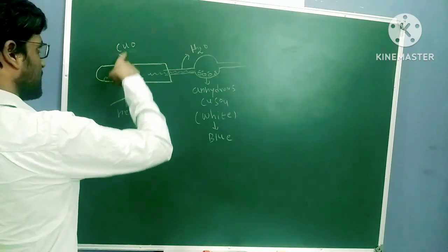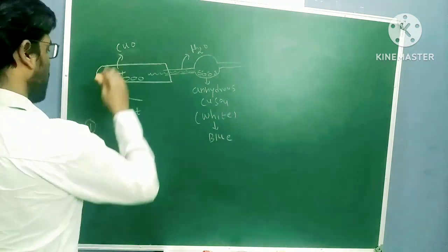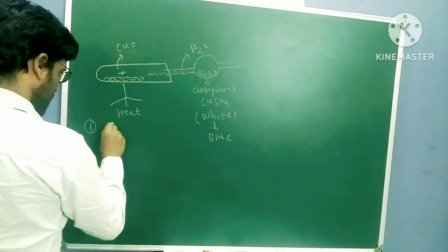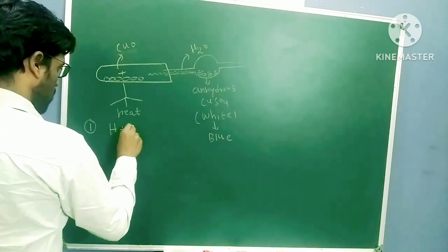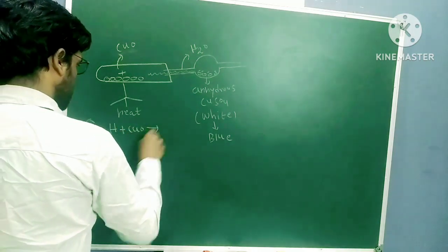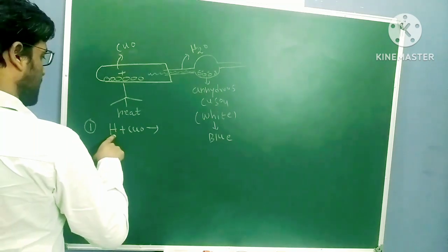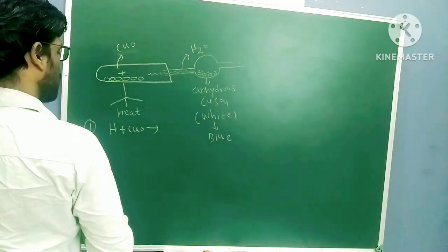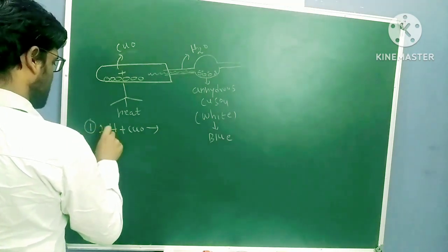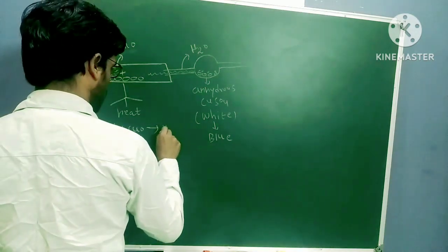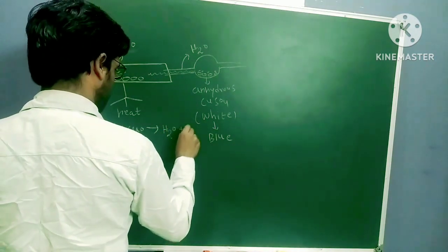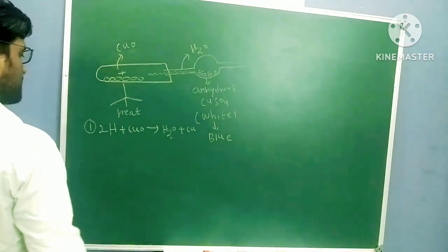So this hydrogen is reacting with this copper oxide. This is the first step. Okay, so hydrogen, copper oxide, balance the reaction. Here from hydrogen, we have to get H2O. So 2 hydrogens I'm taking here. So H2O plus copper metal. Okay, this is the first reaction.